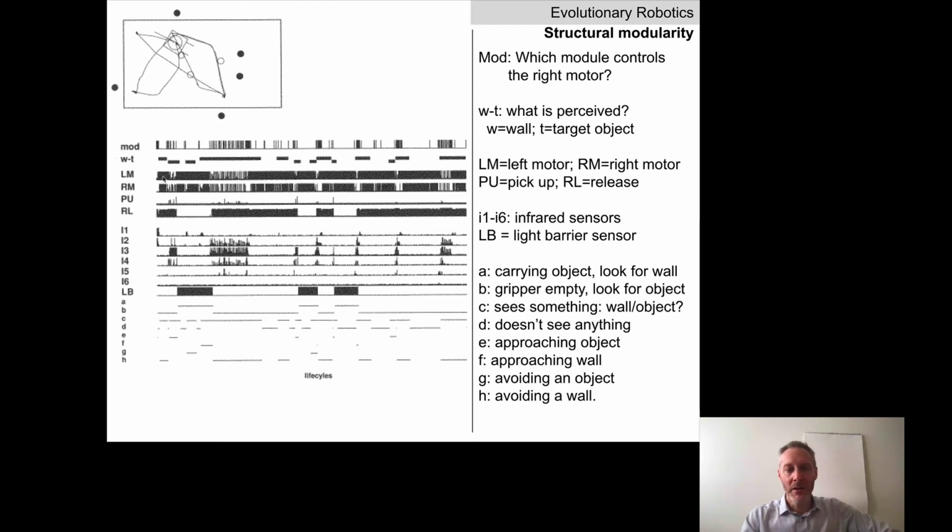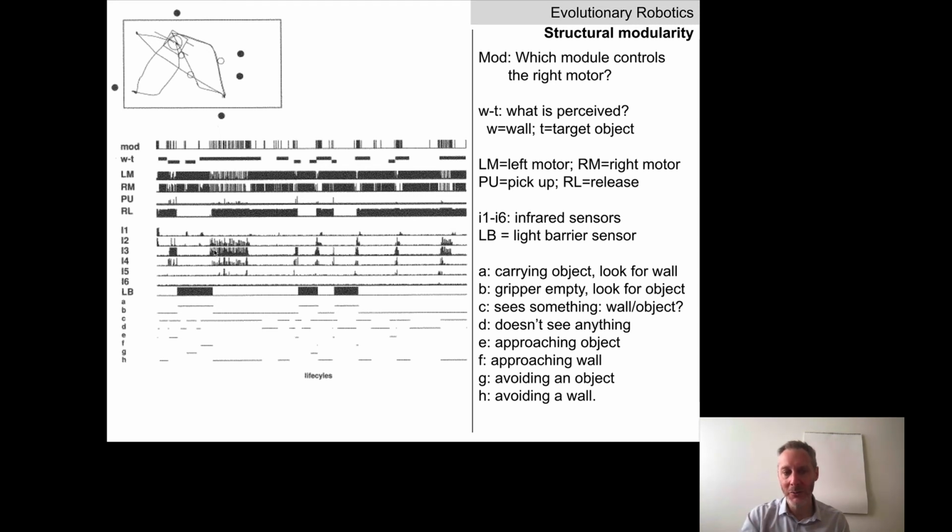LM and RM, these are the values controlling the motors. So you notice the left motor is spinning quite a bit. The right motor is on most of the time, but it's stuttering off a little bit. And then during this period, both motor neurons are being inhibited more. They're slowing down and stopping.